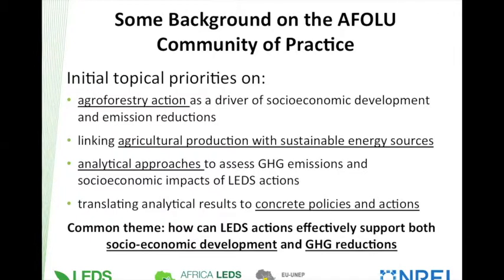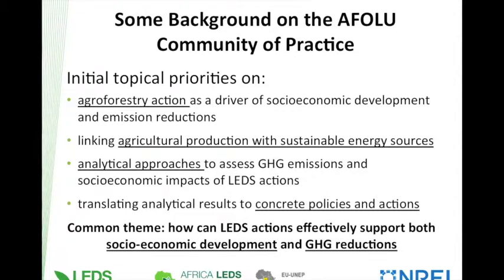Some of the initial priorities of the community of practice, the COP as we call it, number one, are the agroforestry actions. Across Africa, especially in Central Africa and other parts of the continent, agroforestry is being used as a driver to promote socio-economic development, as well as used as carbon sinks to promote emission reductions. They also try to link these with agricultural production in a sustainable way, using sustainable and modern forms of energy resources to promote agricultural production.